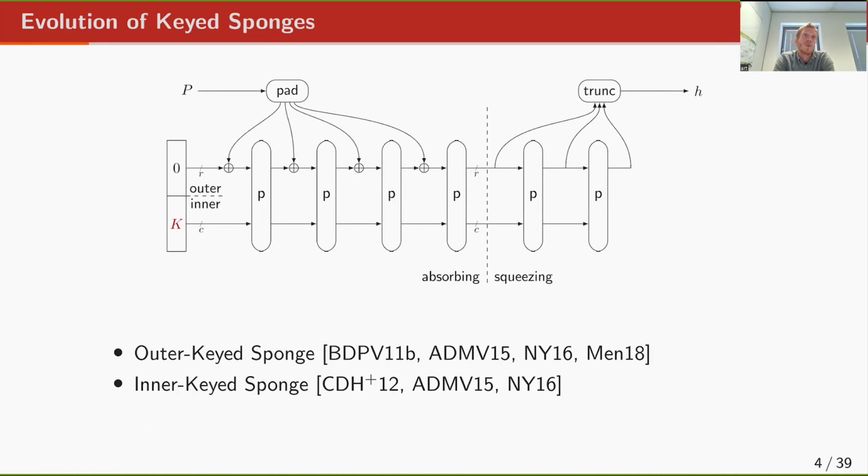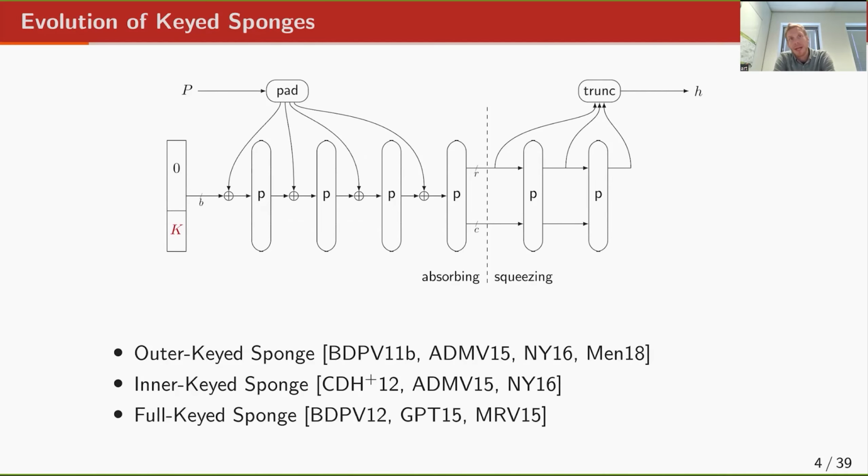So this is the previous one where you absorb R bits at a time. In the full keyed sponge, you absorb B bits at a time, which is much more efficient. And the cool thing of this is, generically, if the permutation is a random permutation, then all 3 constructions have the same security bound. Of course, you need a stronger permutation, but generically, this all works fine.